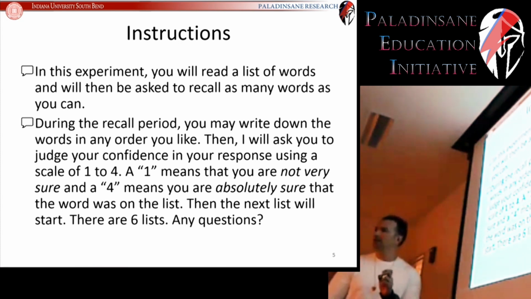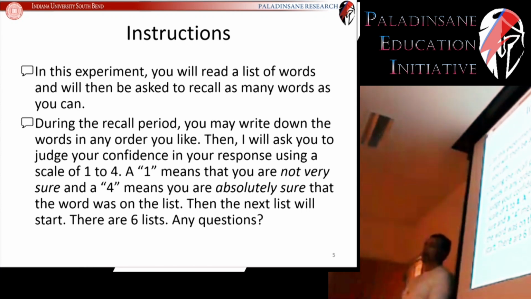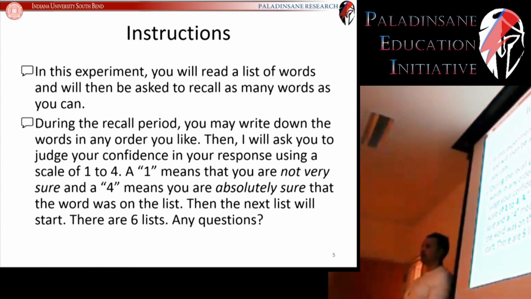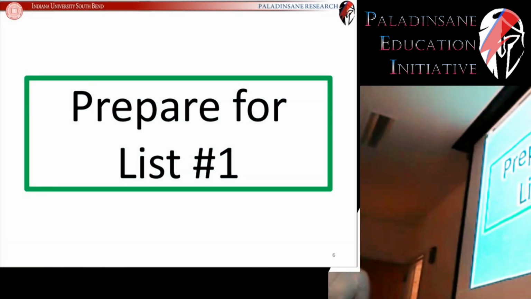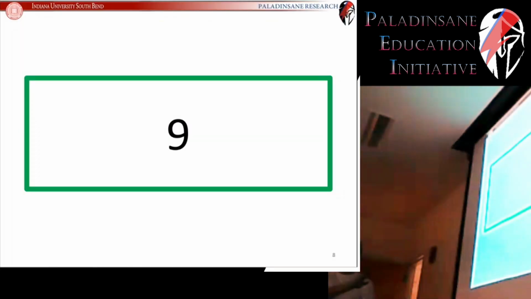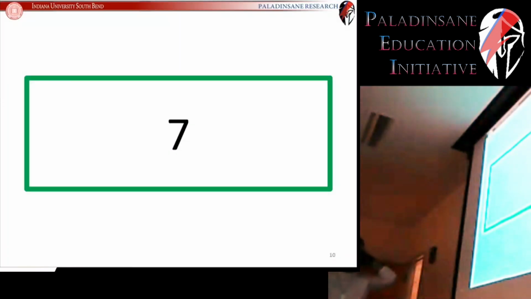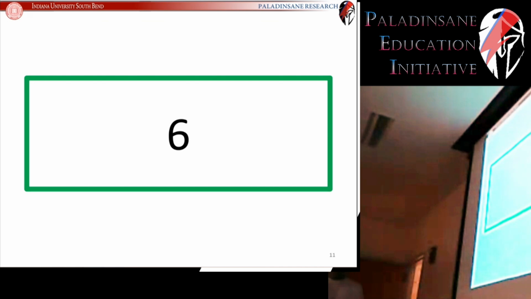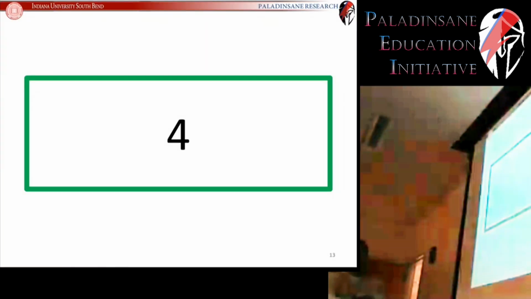There are 6 lists in total, and we'll work through all of those for the experiment. Any questions before we begin? All right, let's get ready. Okay, so this is the countdown. These aren't the things you're trying to remember. All right, and remember, only write them down during the recall period.